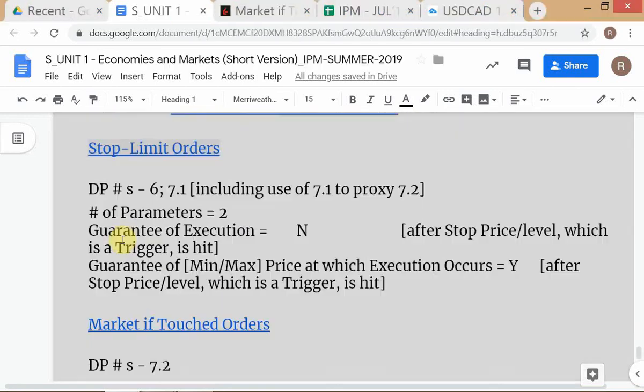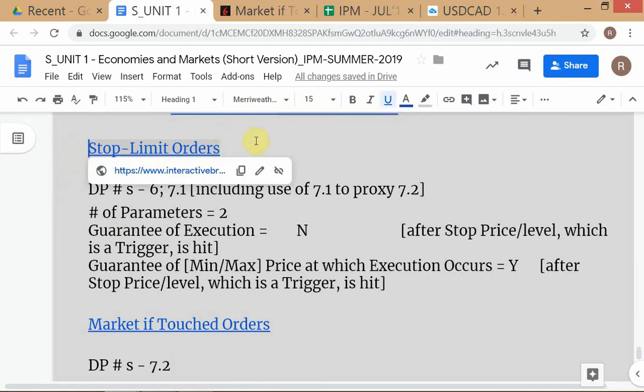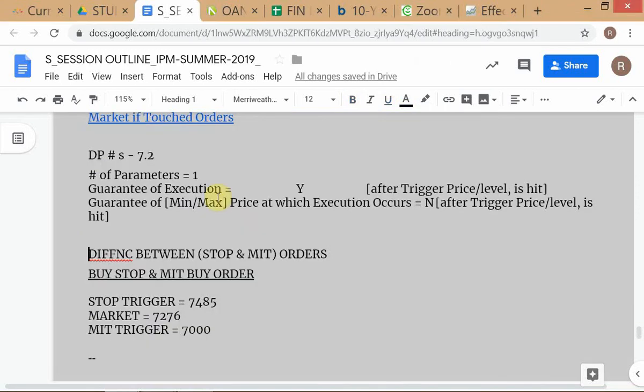It's a peculiar kind of order, and I just wanted to show you one. Another type of order which we are not going to cover, because I don't recommend the use of these orders, but you can read it for yourself. You should have this basic knowledge. Stop limit orders, you can study on your own. I would not recommend the use of these orders.